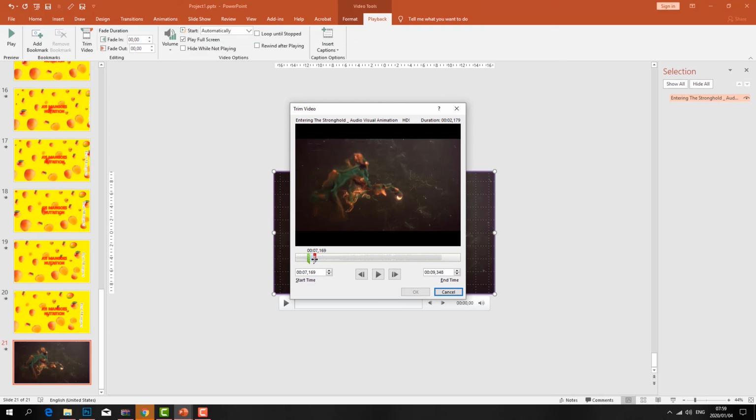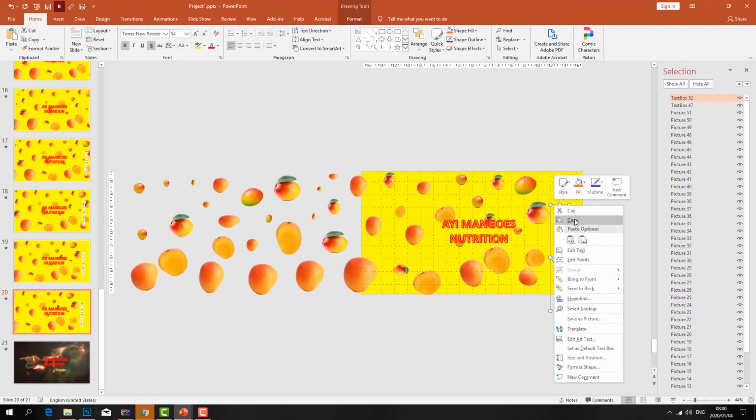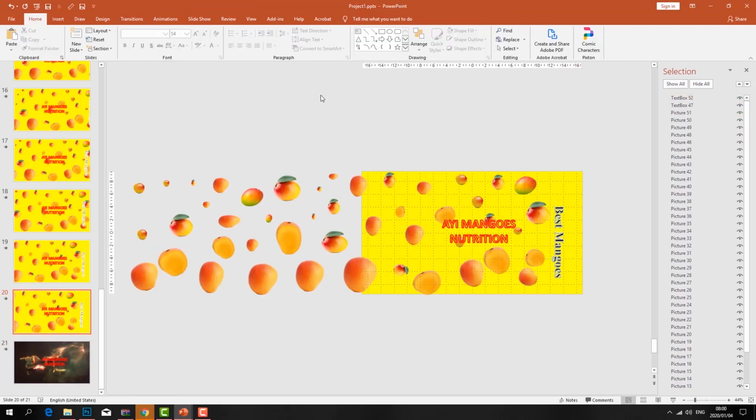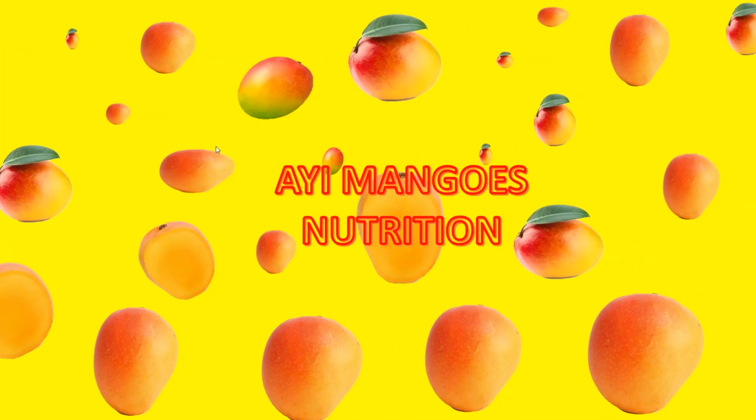I want to view that movement when it's coming here. I want to view this. Somewhere here. I say okay. And then I leave the rest from here. So I'm gonna go to run slideshow. And this is what we get.